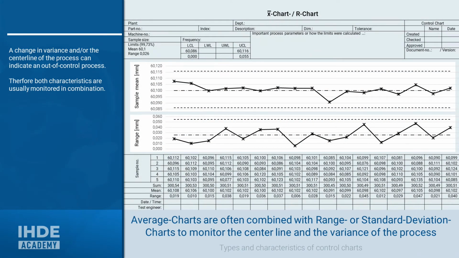As we have seen, the process location is monitored using average charts. Process spread is controlled using range charts or standard deviation control charts. As we will see in the next section, both a shift in the process location and an increase in the spread can lead to products that are out of specification. This is the reason why both characteristics should always be monitored. This can be done in separate charts or in a combined average and range chart as shown here.